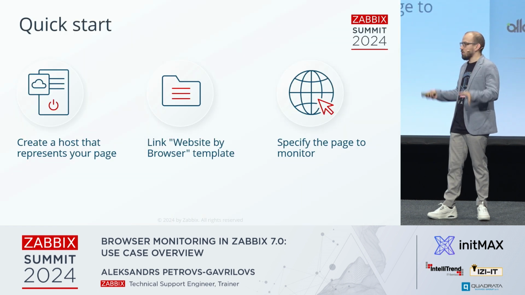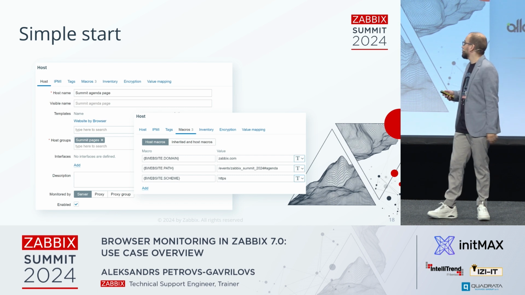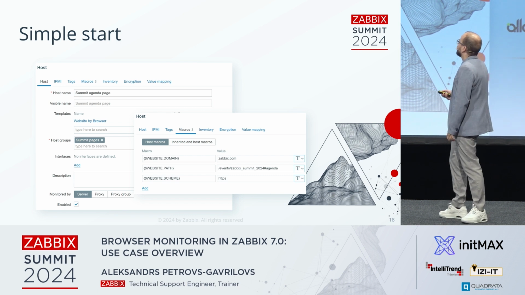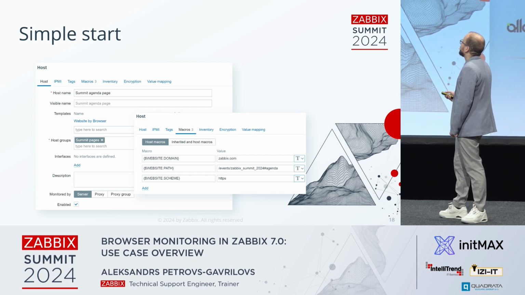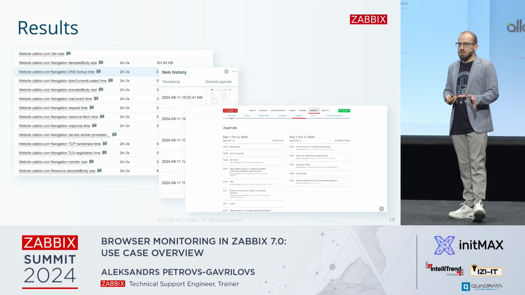Right? You just create a host which will represent your page, whichever page that is. You link the website by browser template, and then specify which page you will monitor. So essentially what you do, for example, create a summit agenda page host, you link the template, and then you specify the URLs, right? That's it. For a quick start, that will be enough.